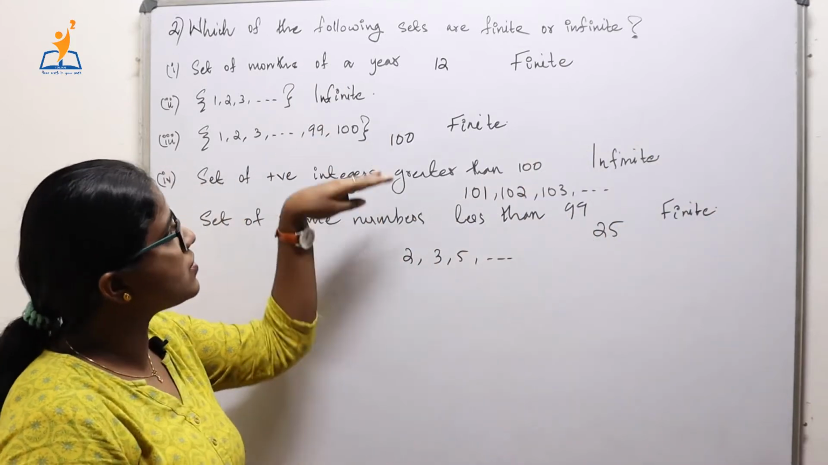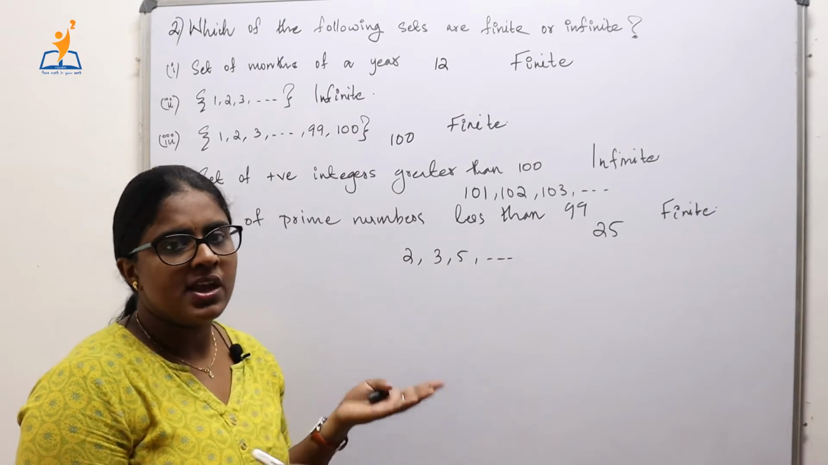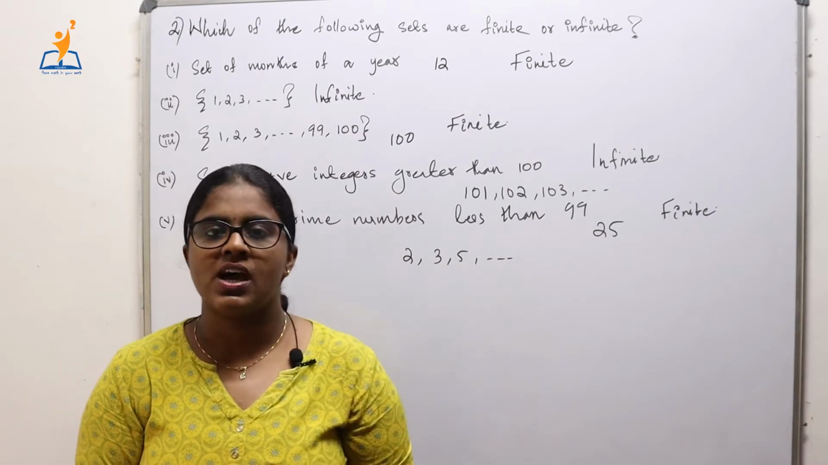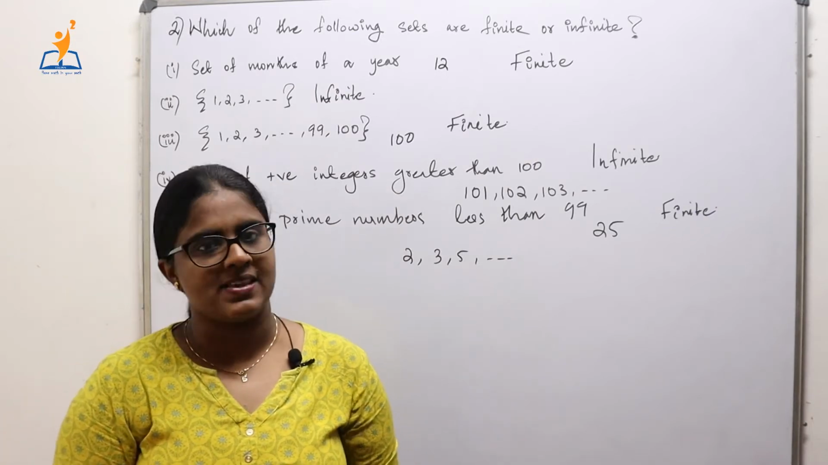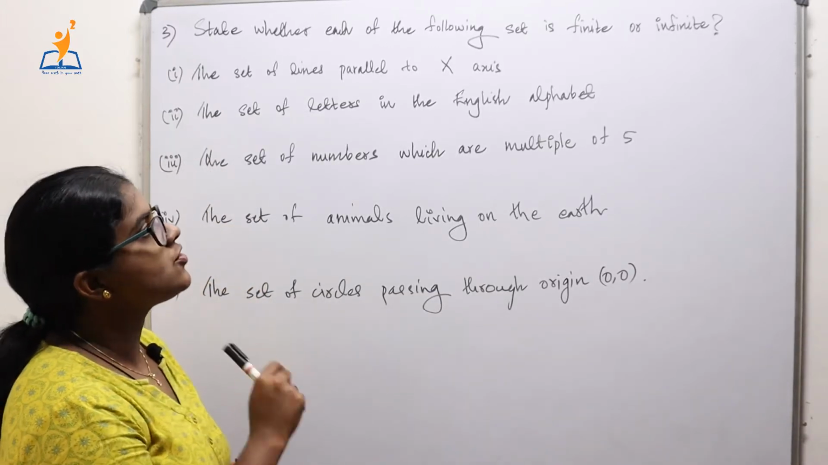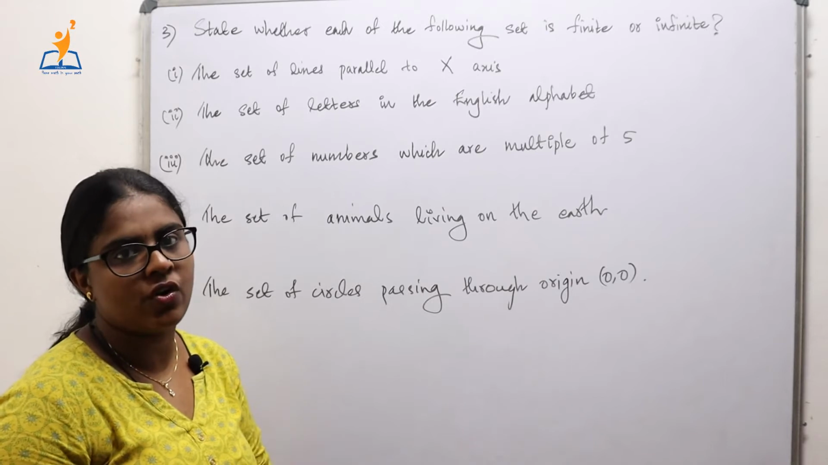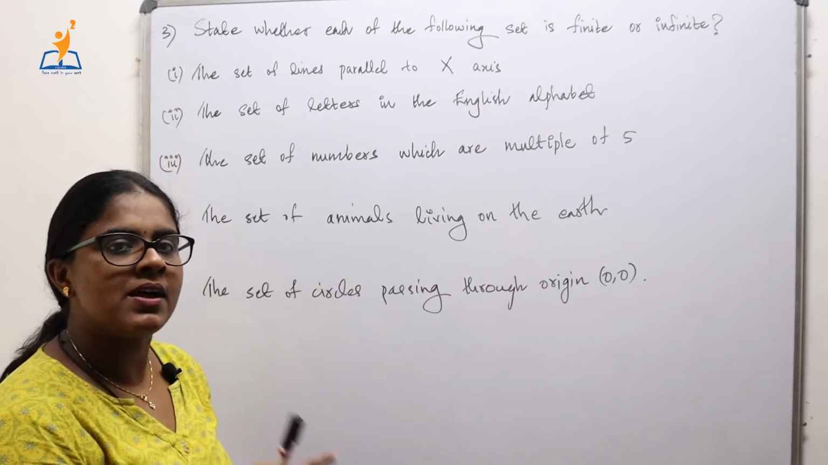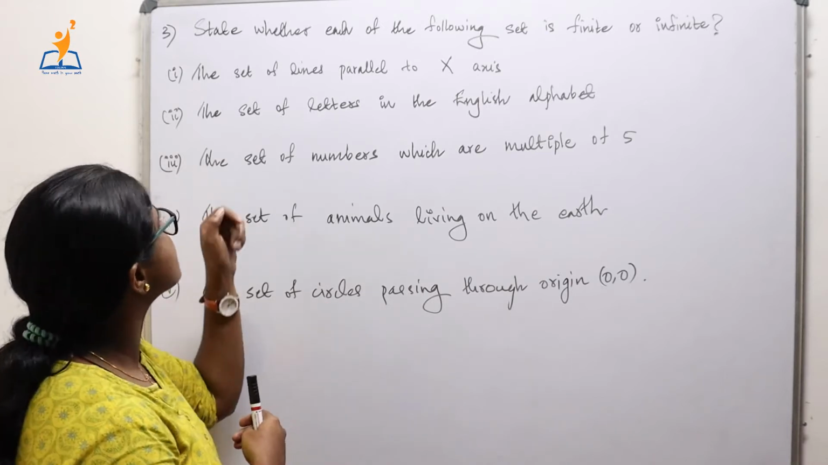We have checked which of the following are finite or infinite. Now we can move to the third question of this exercise. The third question asks us to state whether each of the following sets is finite or infinite. It is quite similar to the second question. Let's discuss one by one.